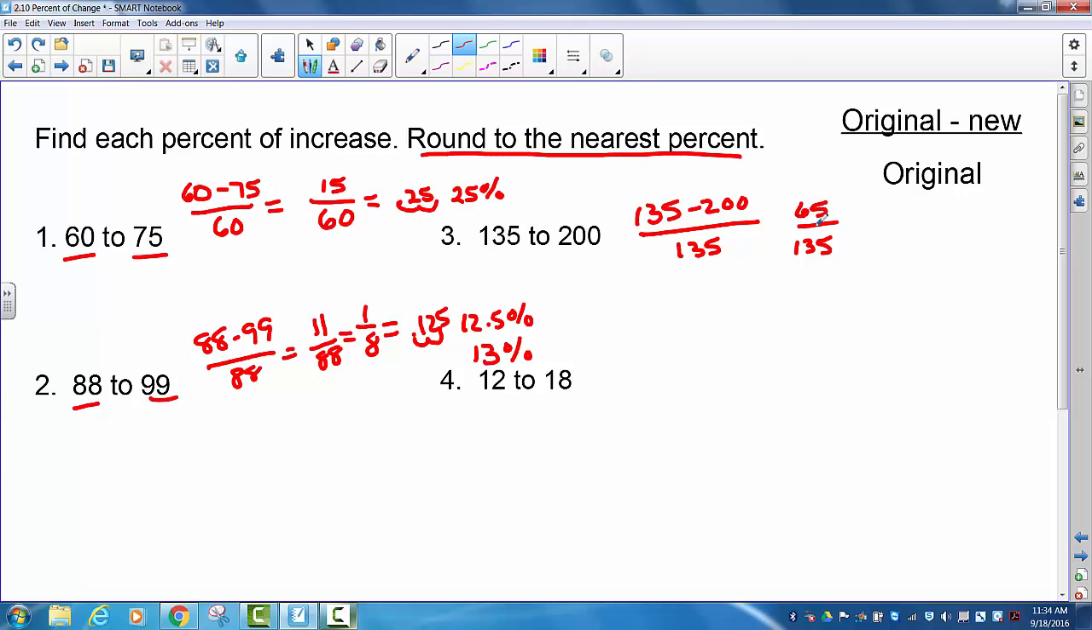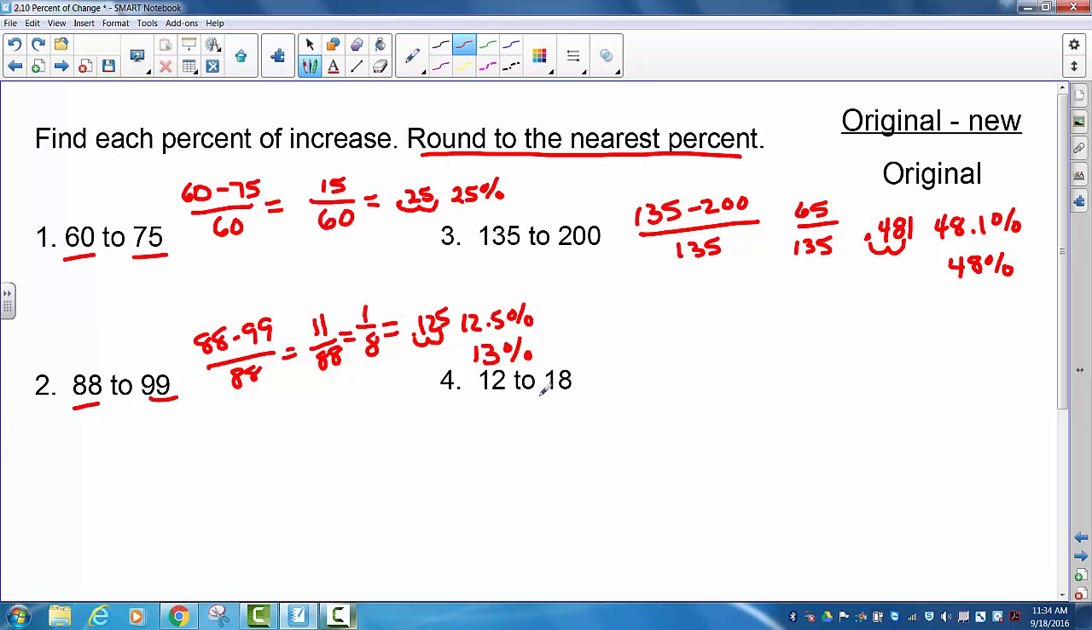Just put 65 divided by 135 in your calculator and you get 0.481. Move the decimal over 2 places and you get 48.1%. The instructions are round to the nearest percent, so you put 48%.